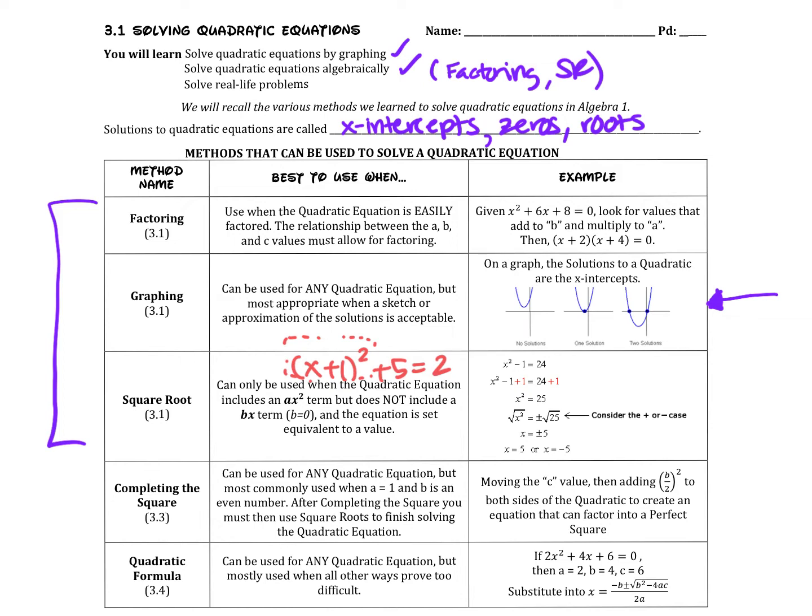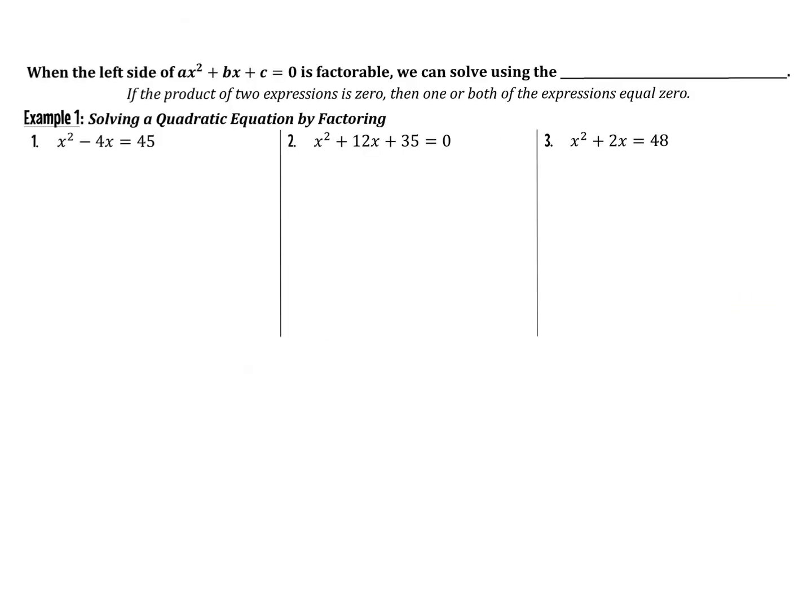So let's go ahead and start by relearning how to solve a quadratic equation by factoring. Okay, so when the left side of a polynomial that is in standard form is factorable, meaning we can split this up to be something times something else equals 0, then we can solve this using the zero product property.